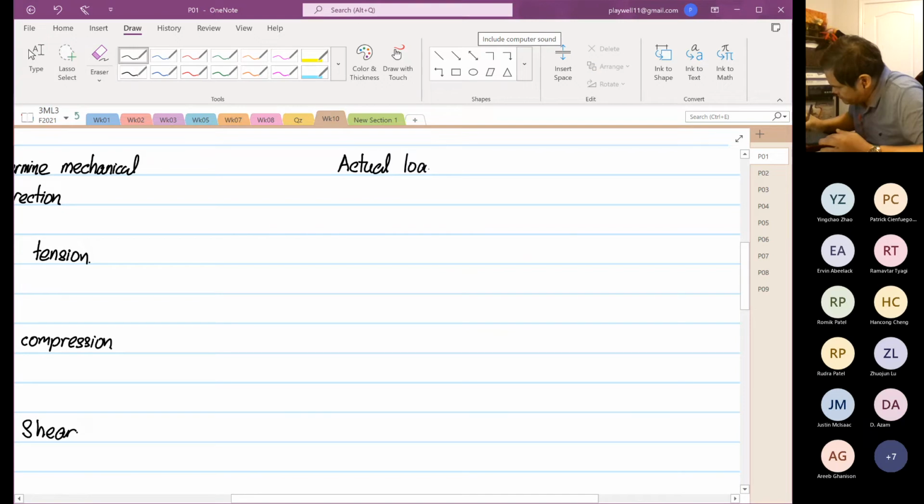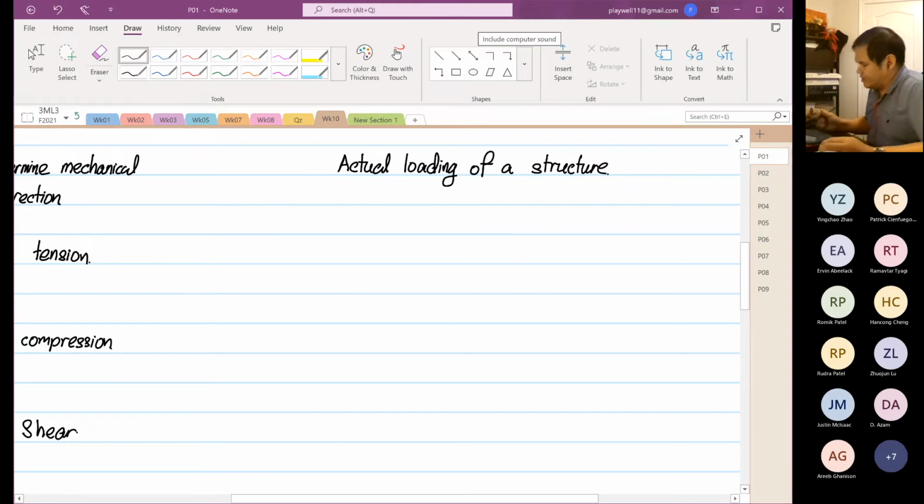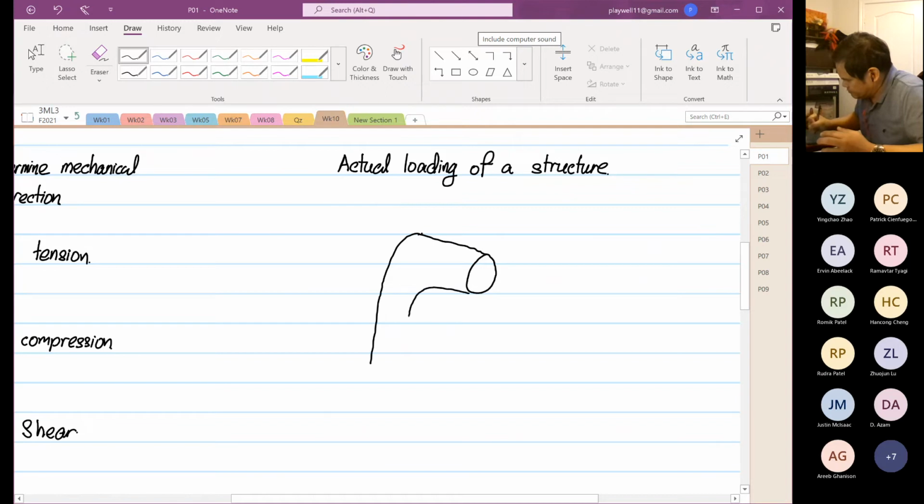Then we look into the actual loading of a structure. So in actual load, I'm going to draw a so-called 3D structure. Not a very good one, but it's a structure. It has its axis over here, and there's another axis over here.